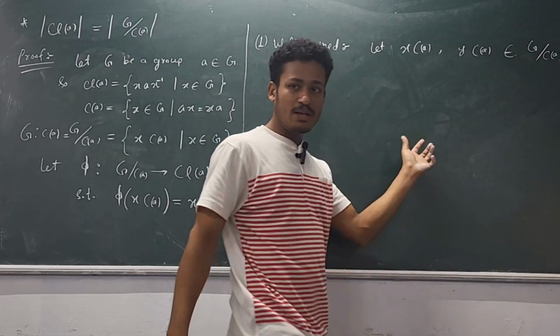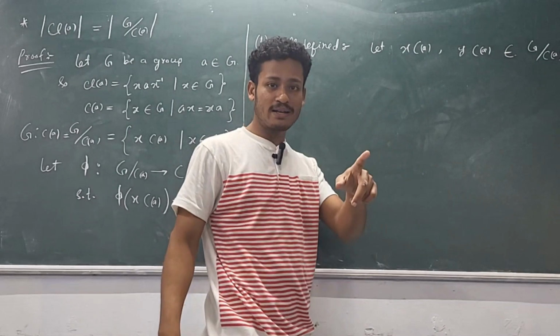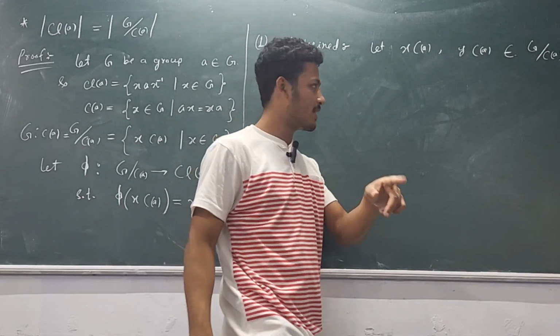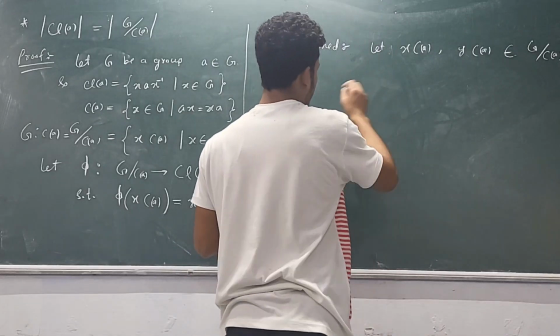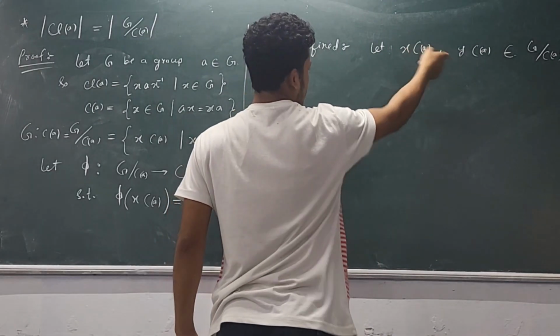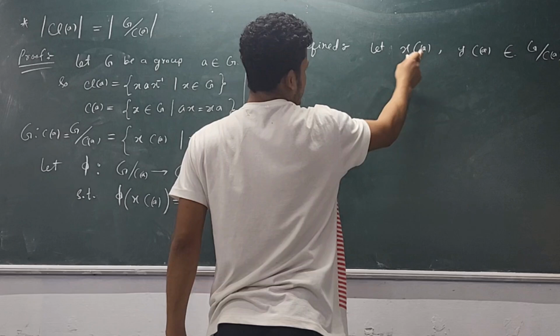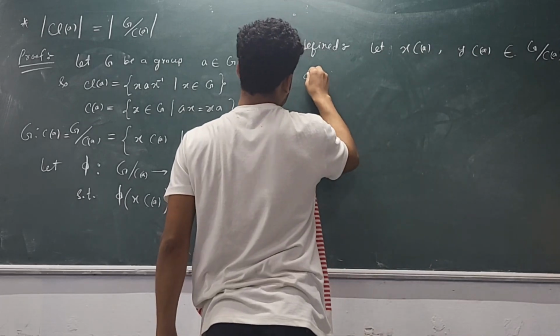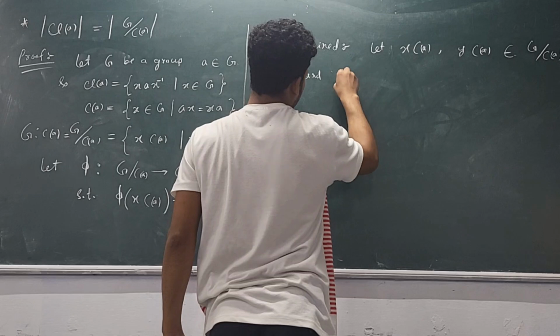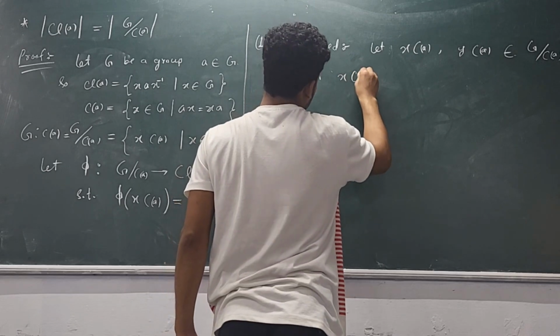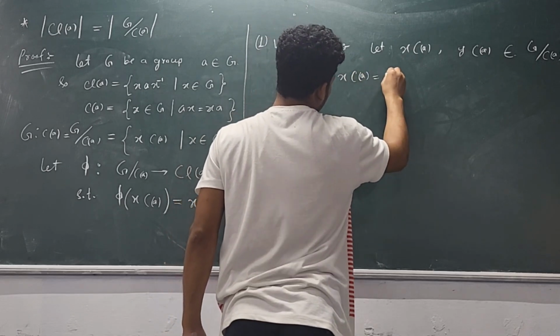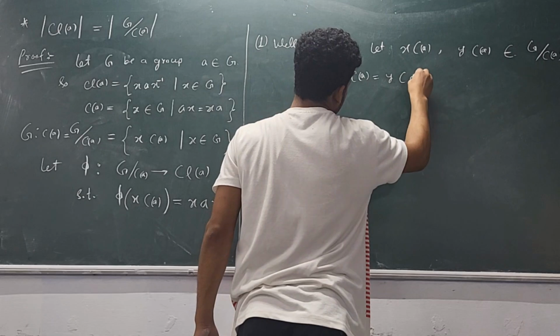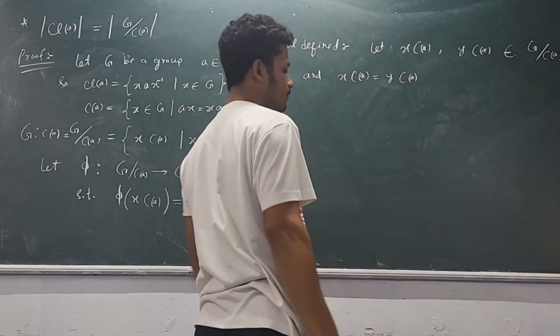That means the same element cannot have different images. Okay, so it will be well defined. So let us take that these two are equal, let these two belong to this, and xCA is equal to yCA.